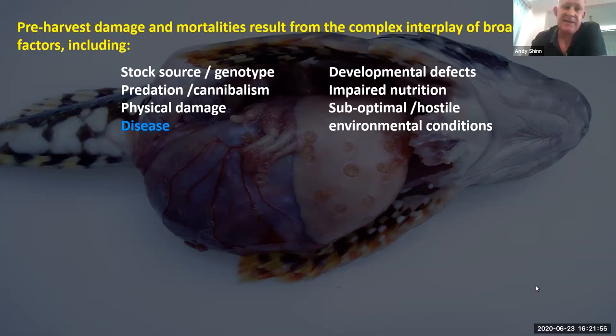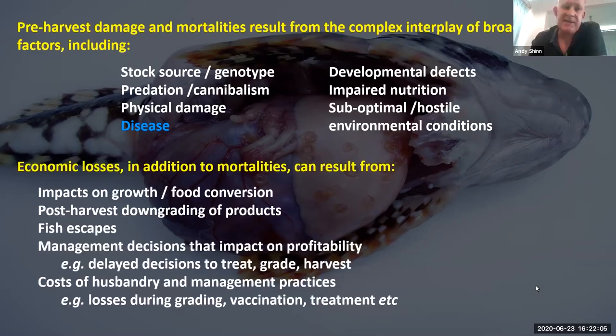And we know that, from these particular factors, we may have impacts on growth and food conversion. We may have losses due to the downgrading of different aquatic products due to disease, or to the damage that some parasites might do to the skin or bacterial lesions may do to the flesh products. We may lose fish just through escapees. We may have losses as a consequence of different management decisions, perhaps delays to treat, to grade, to harvest.